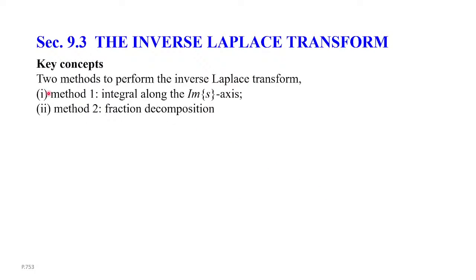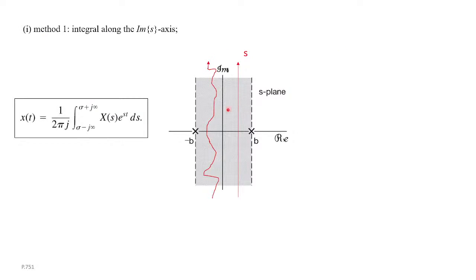So there are two methods. The first one is more general, but we don't really know how to do it. You can do this contour integral: one over 2 pi j, integral of X of s e to the st ds. And the contour needs to be inside your ROC. It can be a straight line or anything, but anyway, it needs to be inside the ROC. Okay, so that's the mathematical definition, but we don't quite know how to do a contour integral.